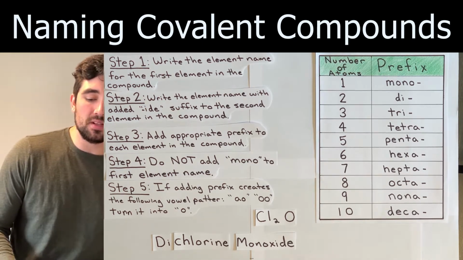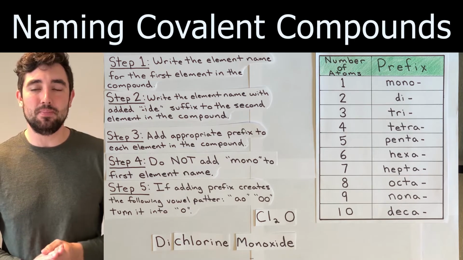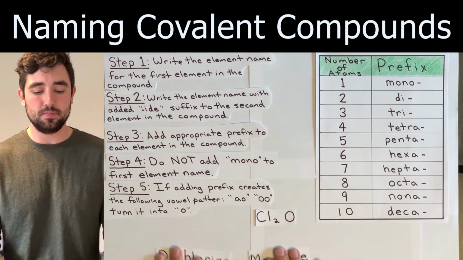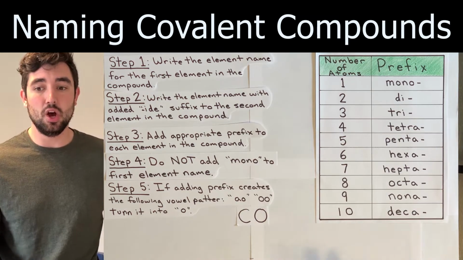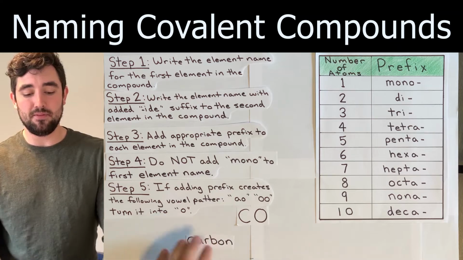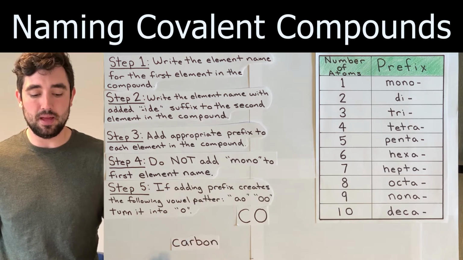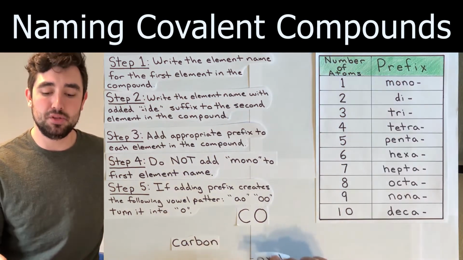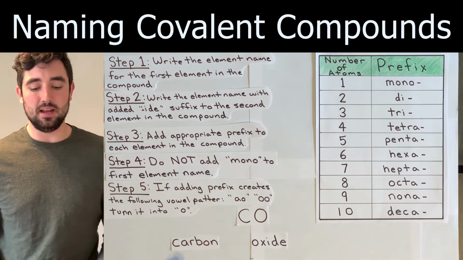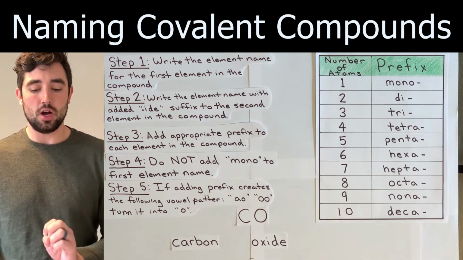We're going to do one more example. It is the full-scale example of everything that we need to be able to do, all 5 steps in one example. CO. Step 1, I have my first element in its typical element name, that is carbon. Step 2 is I have the oxide, the IDE version of the second element. So I have carbon oxide.